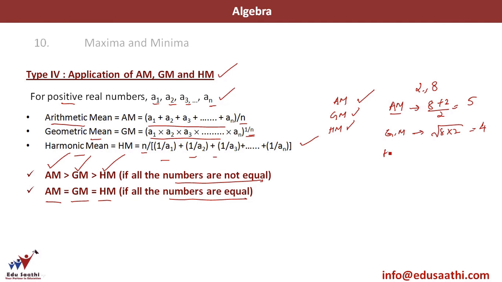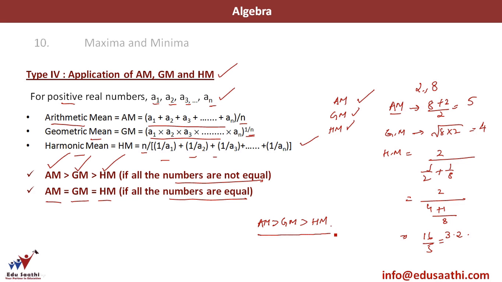If you find out the value of harmonic mean, it will be 2 over 1 by 2 plus 1 by 8. Again you need to take the LCM here as 8. This will be 4 plus 1, which will be 5. So this will be 16 by 5 is the value that you get for HM, which is 3.2. So if you observe, AM will always be greater than GM, will always be greater than HM.